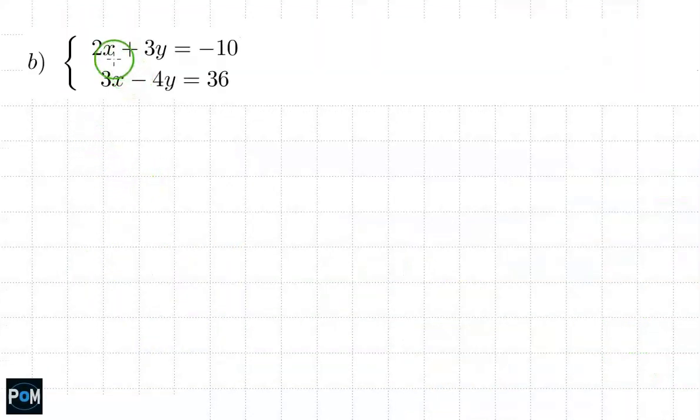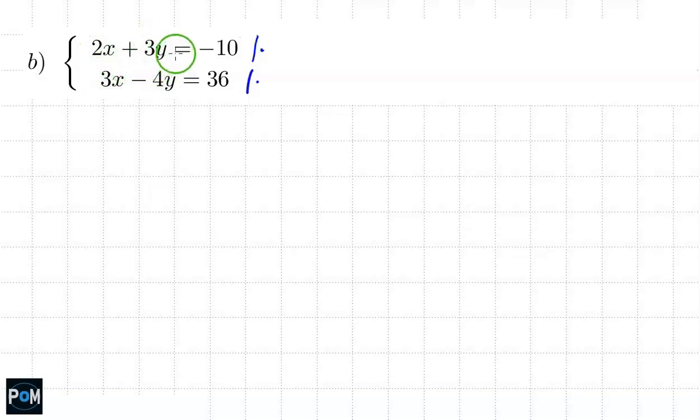In example B, we have 2x, 3x, 3y, and -4y. As you can see, there's no weak point here, as we had in example A. Now we need to think a bit differently. If there's no such weak point, we need to multiply both equations. And now, how much to multiply by? Here we have to choose either x or y. You have to make a decision.